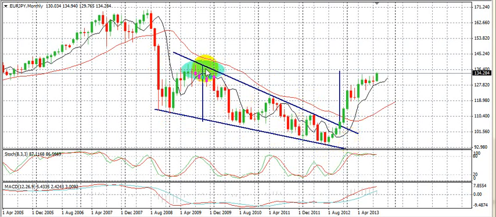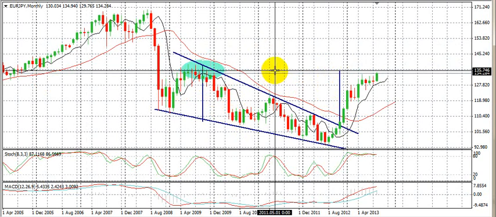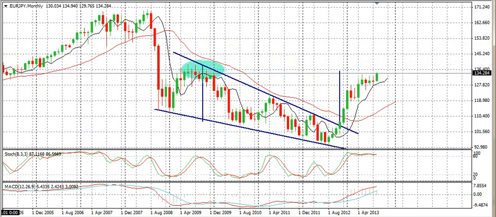So how we take the target of a wedge pattern is to calculate the height from the highest point to the first low that the market has created within the pattern and replicate it from the point where the breakout has happened. And I've done that over here, and you can see that the target for this is at around the 135.75 area, and the market is just about 100 pips below the target right now.